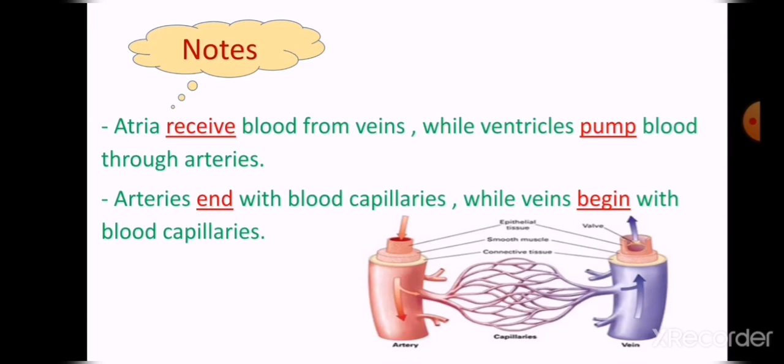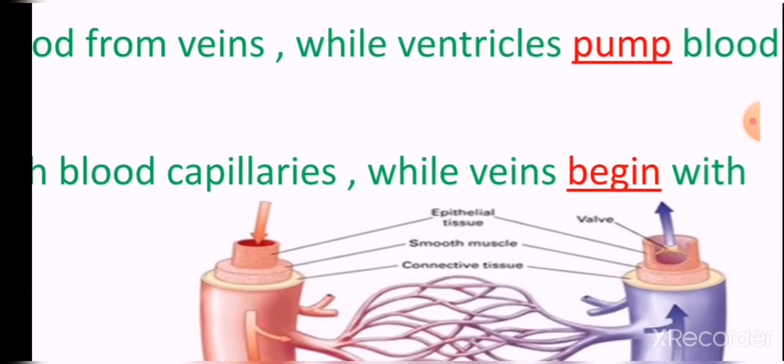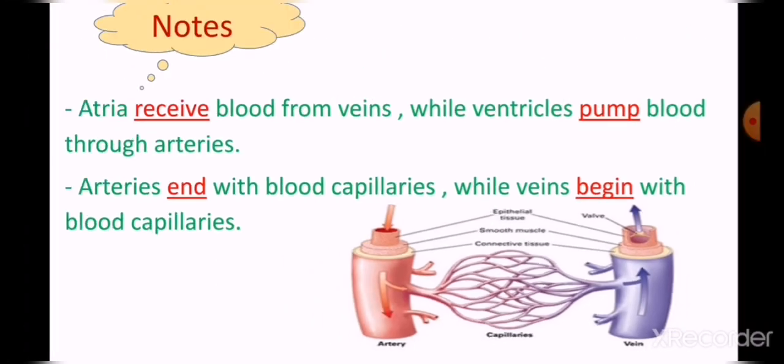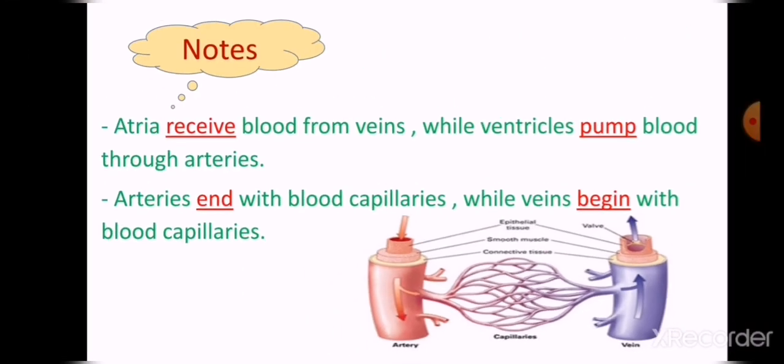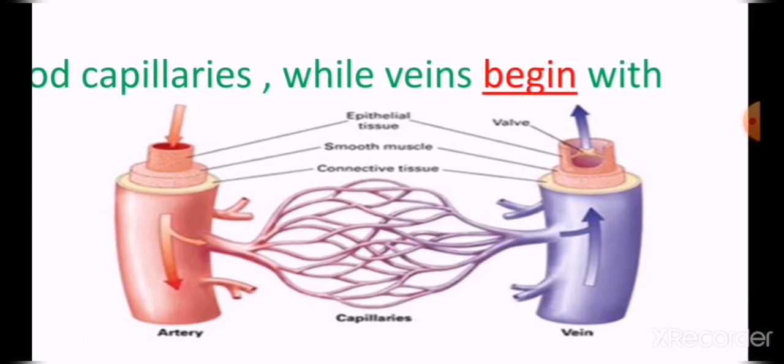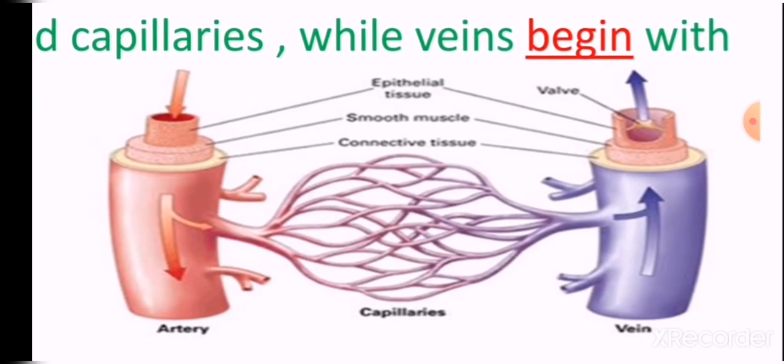And you have to know that the arteries end with blood capillaries. Look at these pictures. The red one is the artery. The artery is large, wide, or thick at the heart, and then becomes smaller till reaching the blood capillaries at the cells, while veins begin with the blood capillaries. Veins begin or start with blood capillaries at the cell. So they start small, then become larger till reaching the heart.